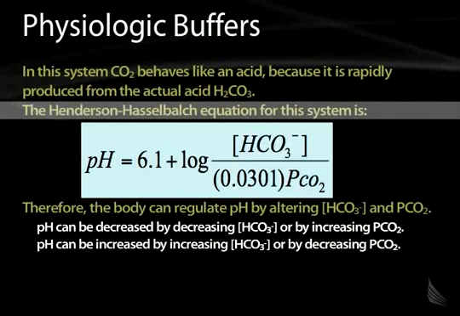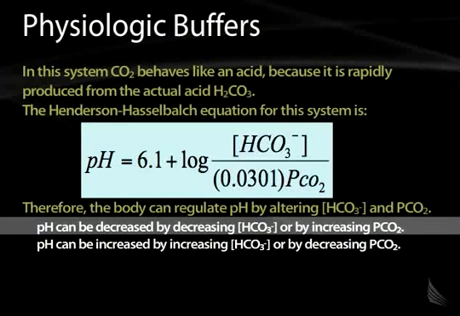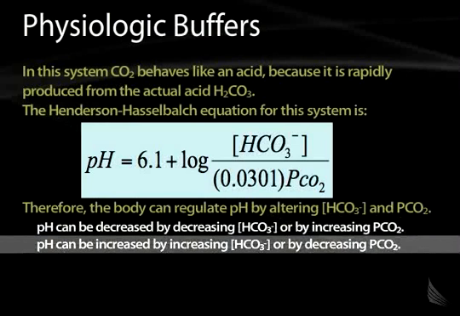Now, I don't want you to memorize this particular equation. I doubt that you'll be able to calculate pH on the test based on bicarbonate concentration and the partial pressure of CO2. But what I do want you to remember is the relationship between bicarbonate concentration and pH, and the relationship between the partial pressure of carbon dioxide and pH. Because this helps us understand how the body can regulate pH by altering the bicarbonate concentration and the partial pressure of CO2. For example, we can decrease pH by decreasing the bicarbonate concentration, or we can decrease pH by increasing the partial pressure of CO2. We can increase pH by increasing the bicarbonate concentration, or by decreasing the partial pressure of CO2.